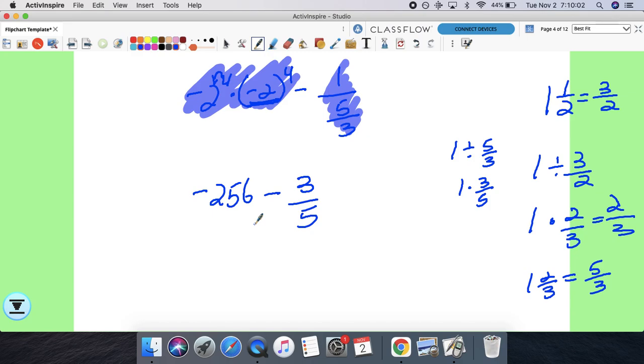Next, if you want to change it to an addition problem, you can. So you get that plus negative 3/5. So we're adding two negatives. We're going further to the left on the number line. So there's not much to do here. It's just negative 256 and 3/5. Yeah, that's it, really.